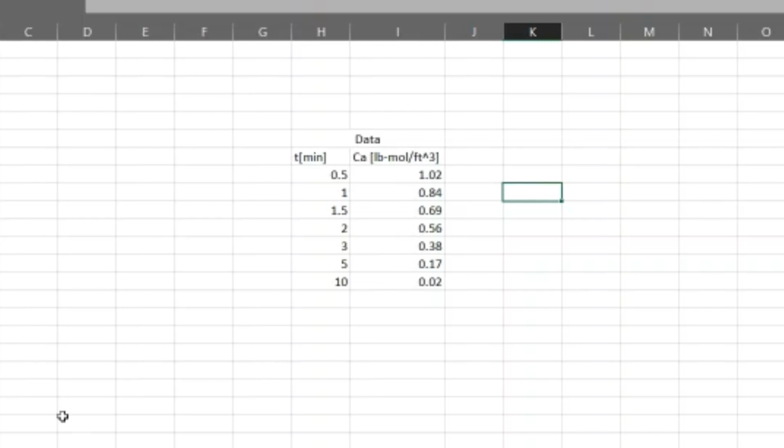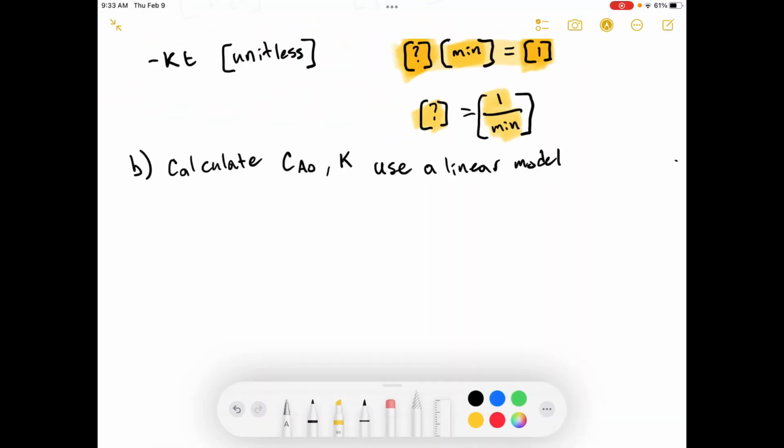Okay, so we need to set up our model. So let's jump back to our writing here. Okay, so it's our job to create a linear model, and then from the linear model and the data we'll calculate what the two parameters are, CA0 and K.